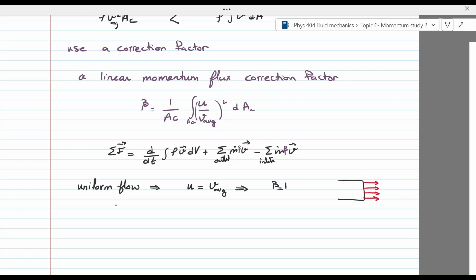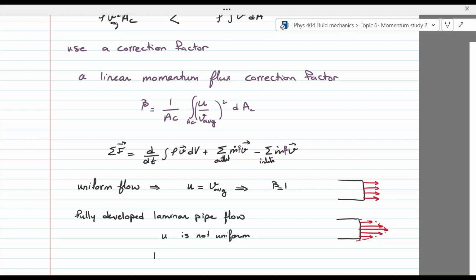We can consider now a fully developed laminar pipe flow. In this situation, you know that the profile looks something like this. If you solve for the integral, of course here u is not uniform, but if you solve the integral, you will see that beta for this kind of flow is going to be equal to 4 over 3.